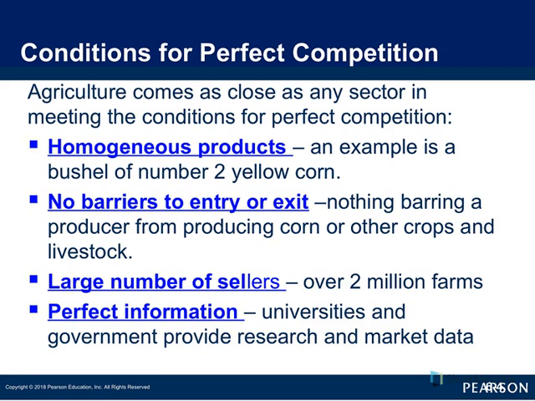And the final area of perfect competition is perfect information, meaning that everybody has the same access to the information that is available and needed for that industry. I don't know something that you don't know. We all have access to the USDA. We all have access to Google. We can kind of figure this stuff out. Nobody is special in terms of their individual knowledge.